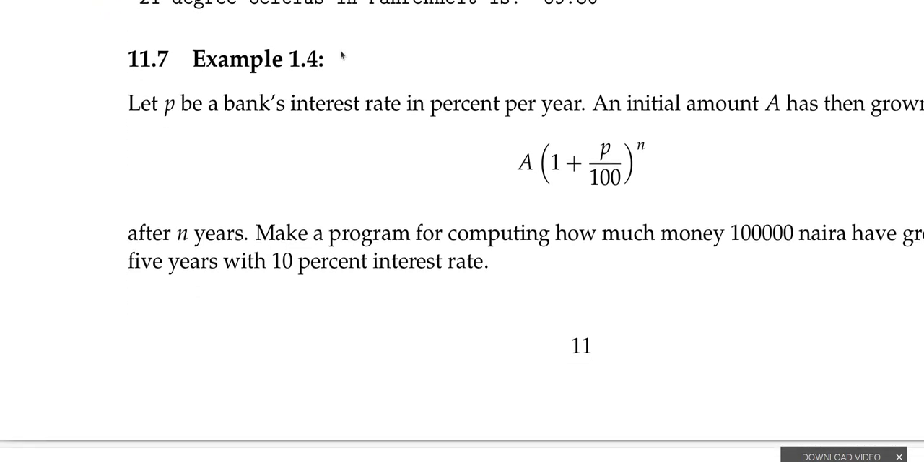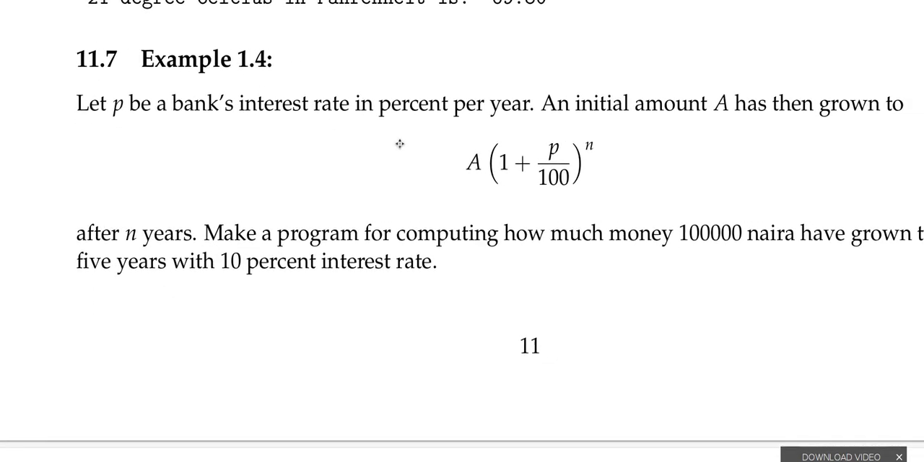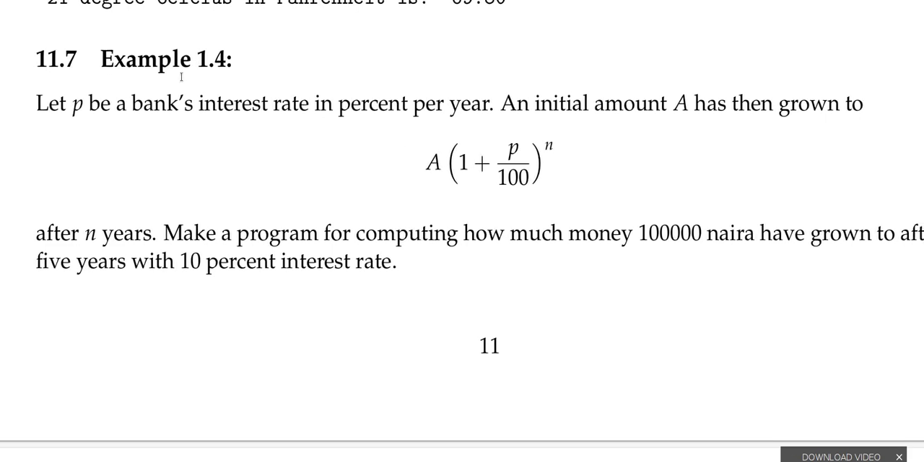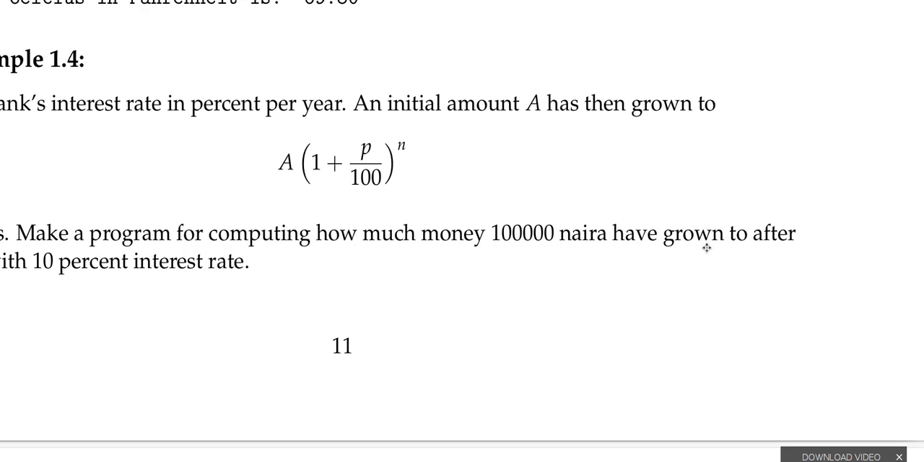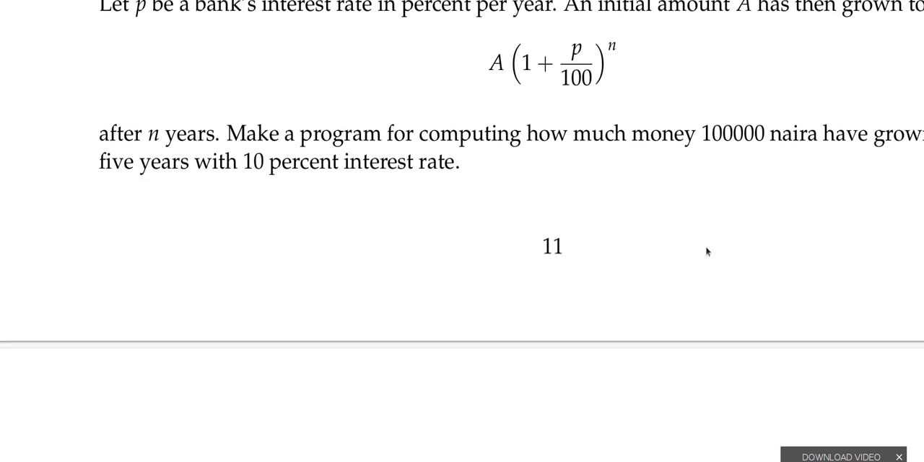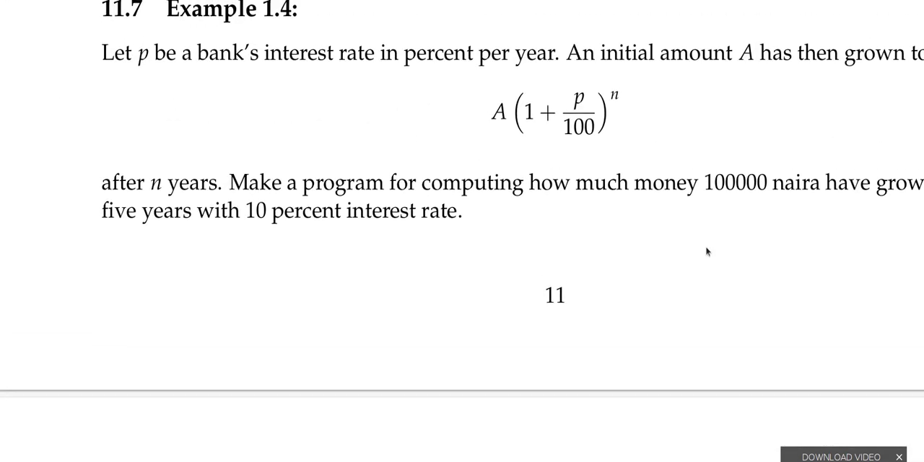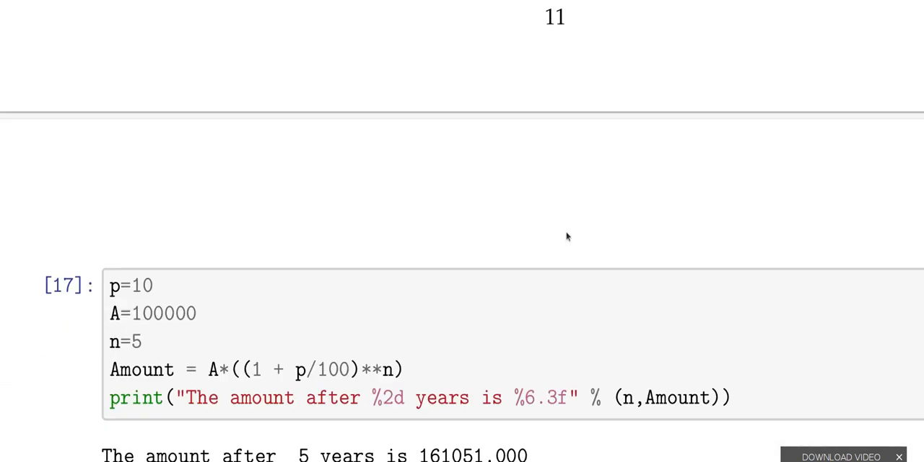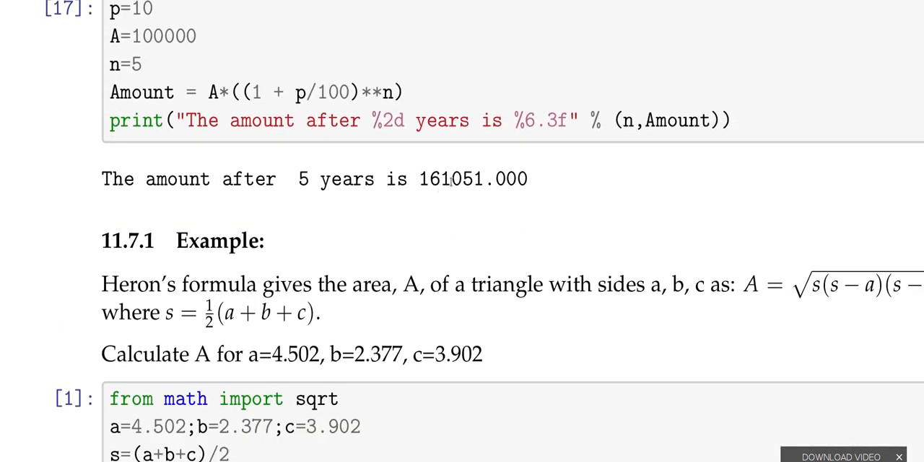So you can take this example as classwork. Let P be a bank's interest rate in percent per year. An initial amount A has then grown to, so this is I think compound interest. Make a program for computing how much money 100,000 naira will have grown to after 5 years with 10% interest rate. Wow, 100,000 naira. So let's see the result. That is 161,000 naira after 5 years.